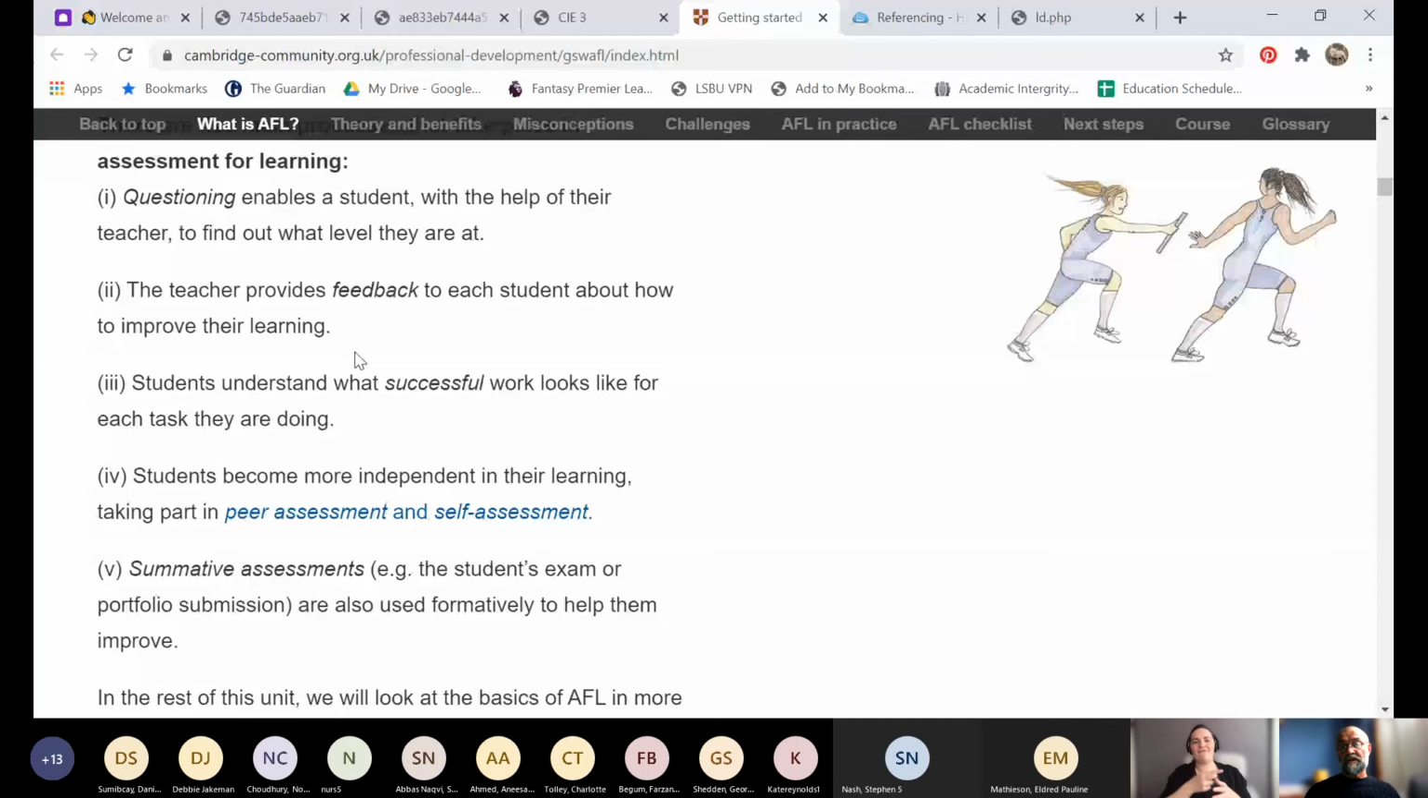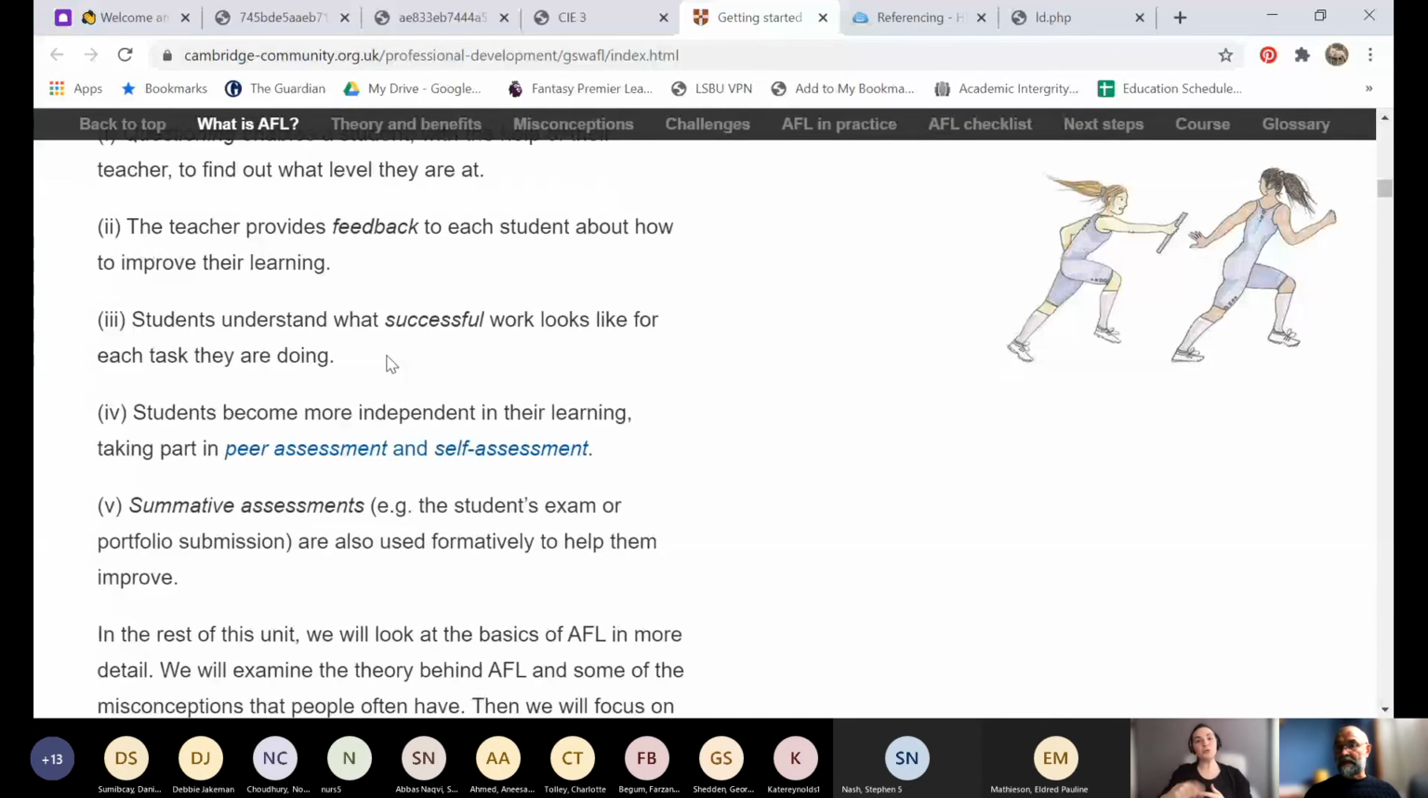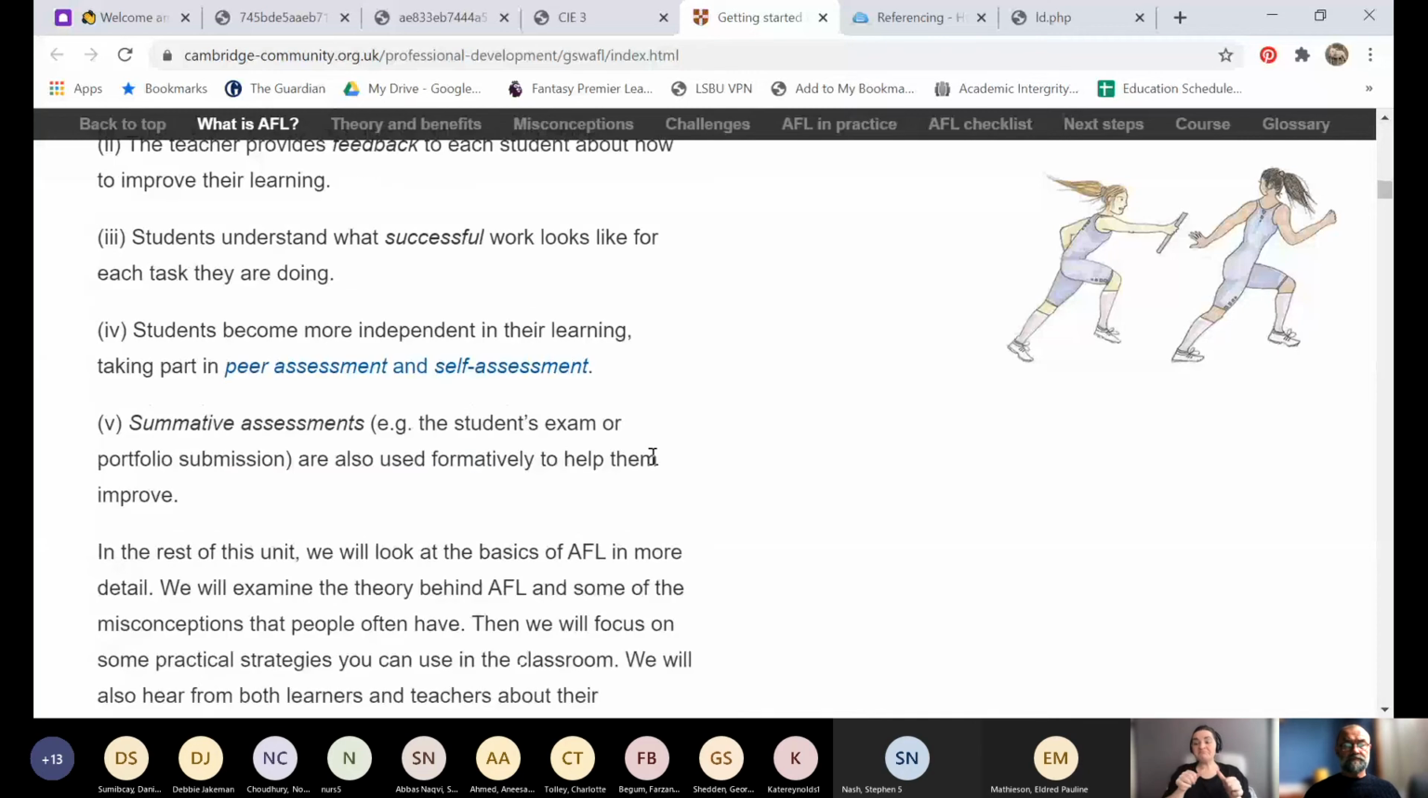This is important. Students understand what successful work looks like for each task they are doing. I'm going to talk about that a little bit later on, because that applies not only to what happens in primary schools and secondary schools and further education colleges, but it applies in universities. Students become more independent, so there's the idea of peer assessment and self-assessment as being key strategies in assessment. And you've got this idea, and I'm going to talk about this a little bit, of summative assessment being used formatively.